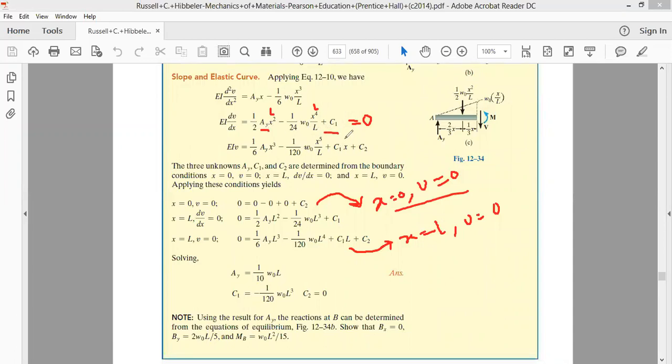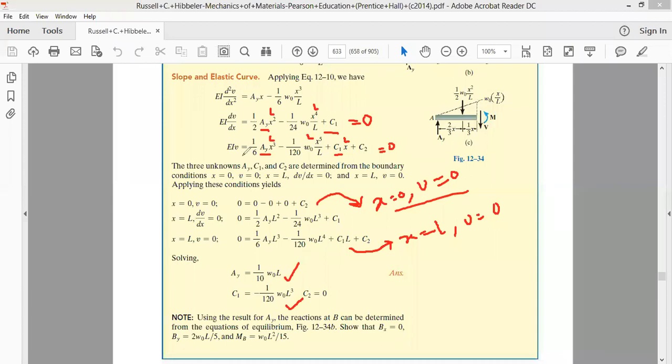In this equation, substitute the value of x equal to L, your value of deflection is 0. From this equation, you will get the relationship between AY and C1. Now we have two equations having two unknowns, AY and C1. Therefore, from solving these two equations, you will get the value of AY and C1. AY will come out to be (1/10) W0 L, and C1 is this much.